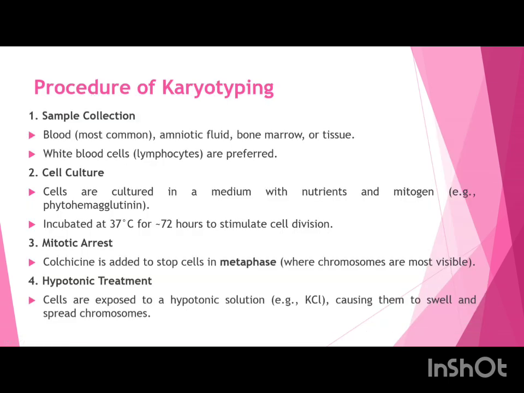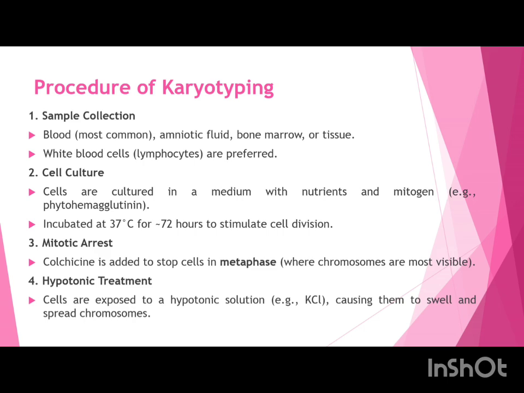Now, what is the procedure? First step is sample collection. In this, the sample can be blood, amniotic fluid, bone marrow, or a tissue. Any of these can be used. White blood cells, lymphocytes are also preferred. So the first step is sample collection.